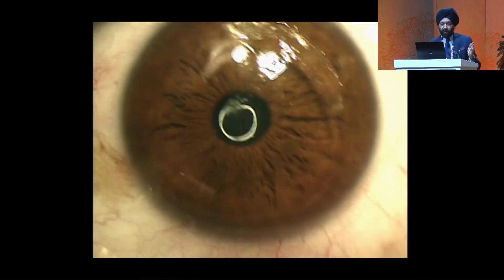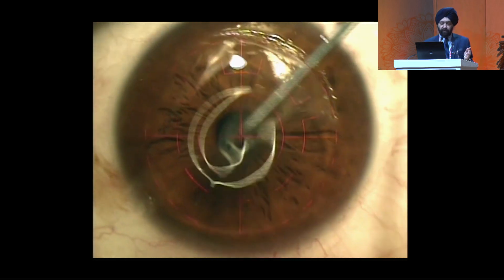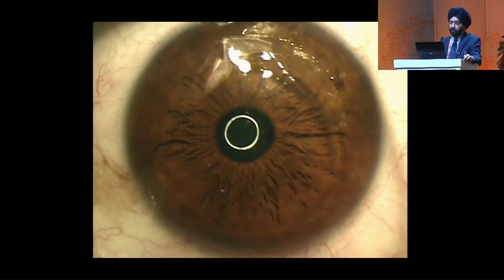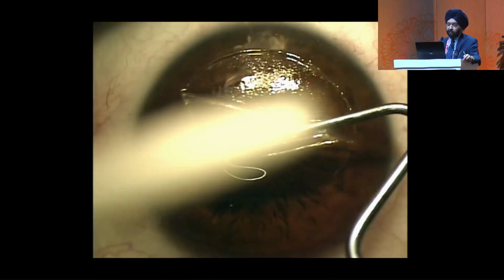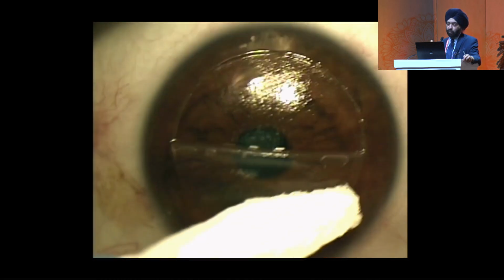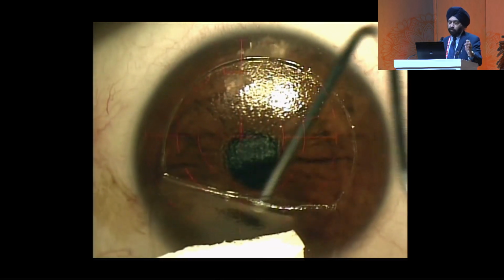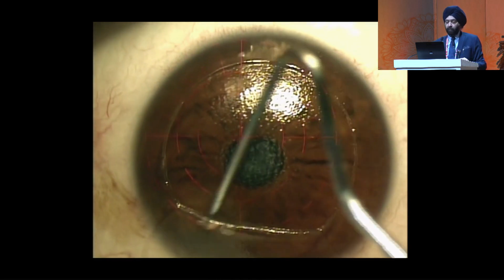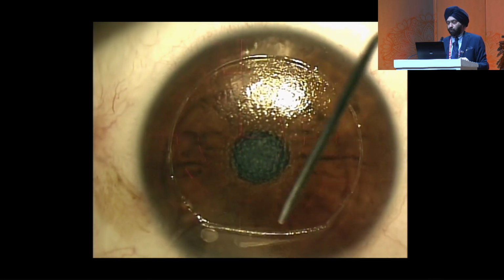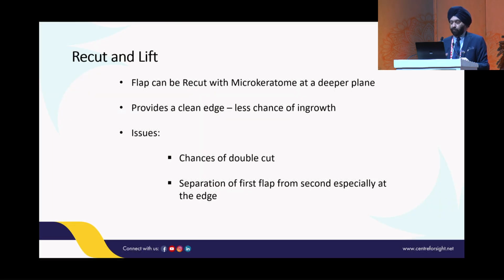I have lifted flaps almost 15 years, 17 years post the surgery, because this cleavage plane always remains. The only thing is that you can have an increased incidence of epithelial ingrowth, so you can relift and do this. Just be sure to wait a little longer for the flap to come back and sit back.